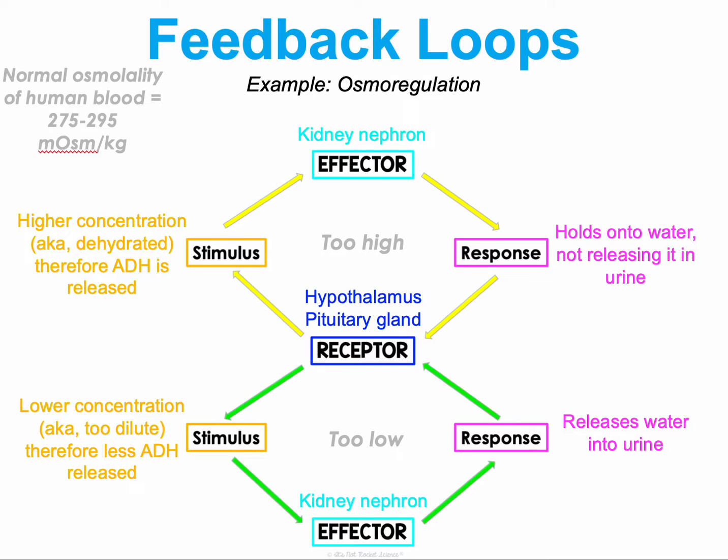If it's too low, again, your hypothalamus is going to receive the signal that your blood is too dilute, meaning it's again below the normal range, and your water level is too high compared to the solutes in your body. And that is going to signal to the pituitary gland to stop releasing ADH, which is the stimulus that initiates an action in the effector. And the effector is going to be, again, the kidney nephron. So this is going to cause a response in your kidney, and your kidney will release more water into your urine. And again, same result, you're now going to be in a stabilized range.